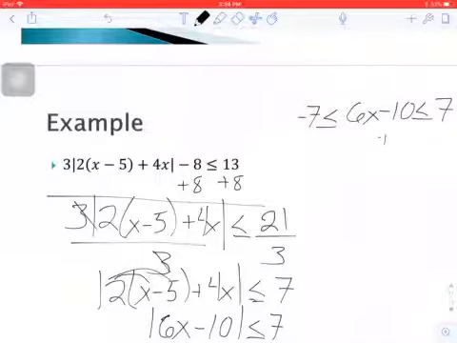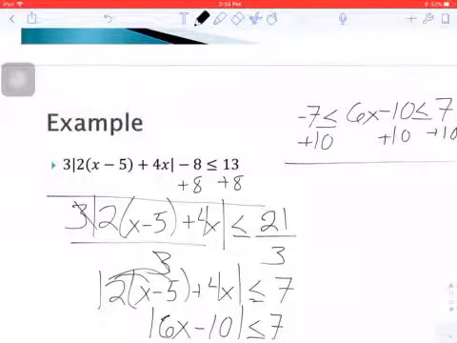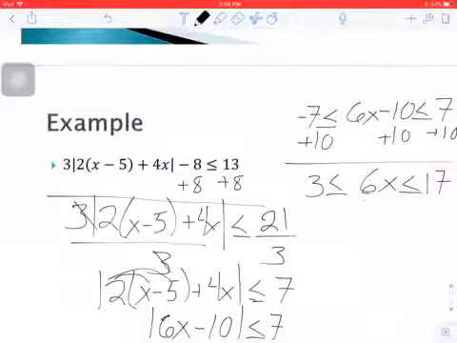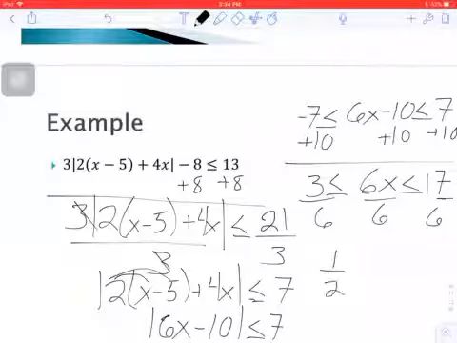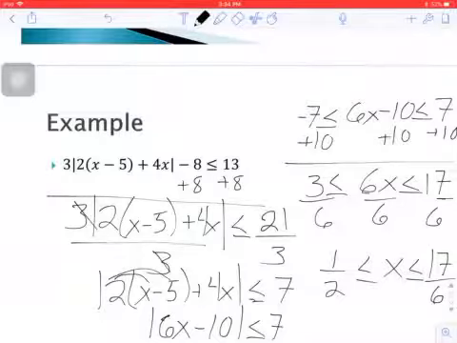Adding 10 to all sides. Let's do this, 10, 10, 10. And we get 3 is less than or equal to 6x is less than or equal to 17. Divide everything by 6. And we get our final answer of 1/2 is less than or equal to x is less than or equal to 17 over 6. And that is our answer.